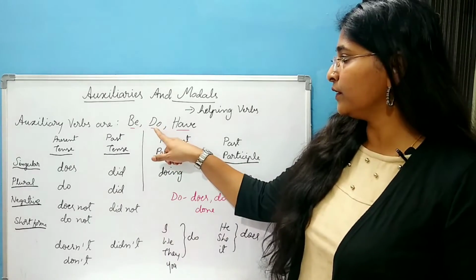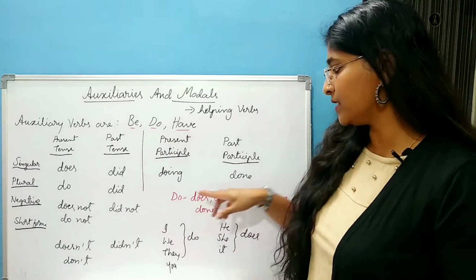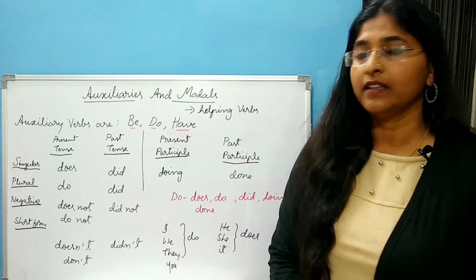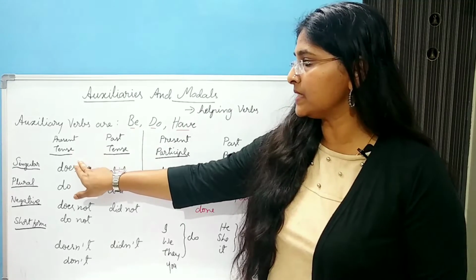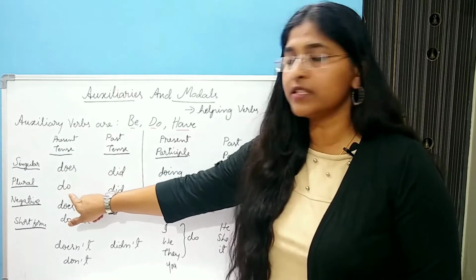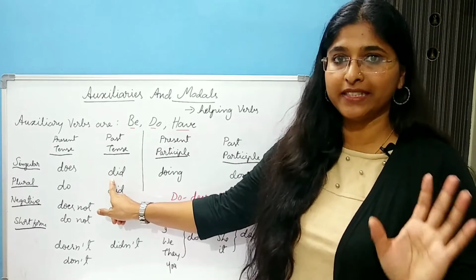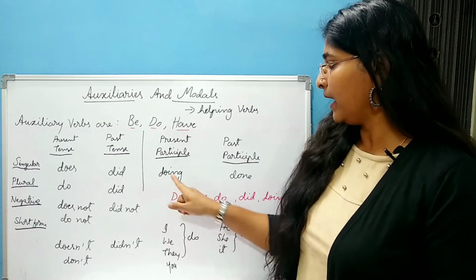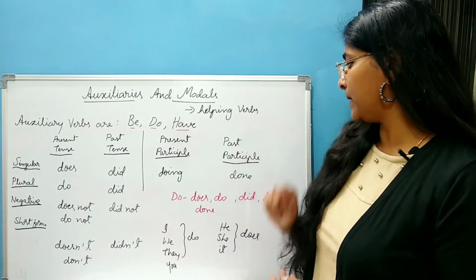The next auxiliary verb is do. The do forms: the words present in this are does, do, did, doing, done. See here, does is the present form, for the present tense and singular. If it is in the present tense, the plural is do. And in the past tense there is only one word, did. For does, and even for do, we use did as the past tense. And doing is the present participle, do plus ing, and the past participle is done.